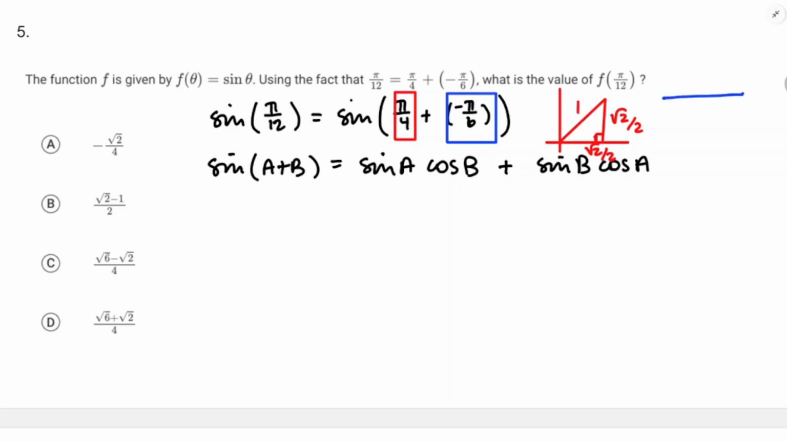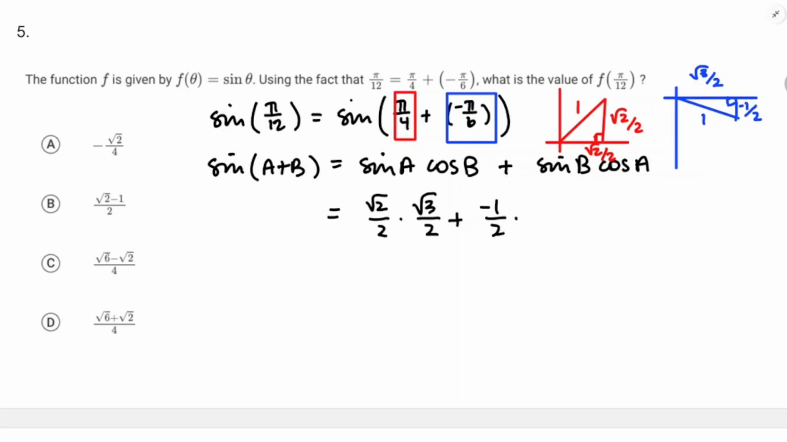And then I'll draw a reference triangle for negative pi over 6. Okay, that's a 30, 60, 90 triangle. It's going to have a short reference angle because it's pi over 6, so that'll be 1/2. Hypotenuse is 1, long leg is root 3 over 2, but the 1/2 will be negative because I'm down there in the fourth quadrant. All right, and so now I'm going to be able to go and say, all right, sine of A is going to be sine of red. Cosine of B will be the horizontal leg on the blue triangle, plus sine of blue is going to be negative 1/2 times cosine of red would be root 2 over 2. And so I'll have root 6 over 4 minus root 2 over 4, and there it is right there.